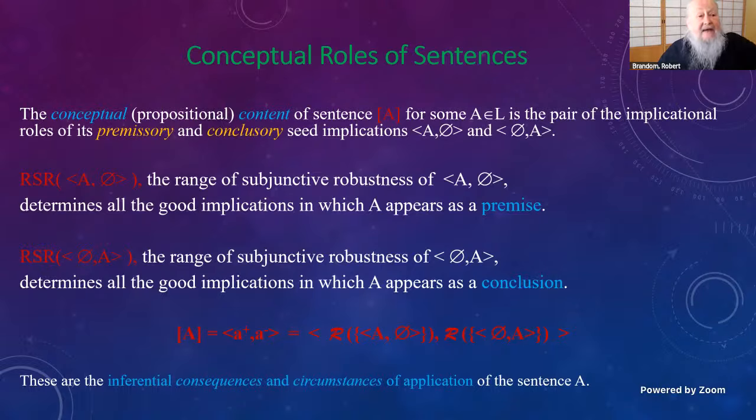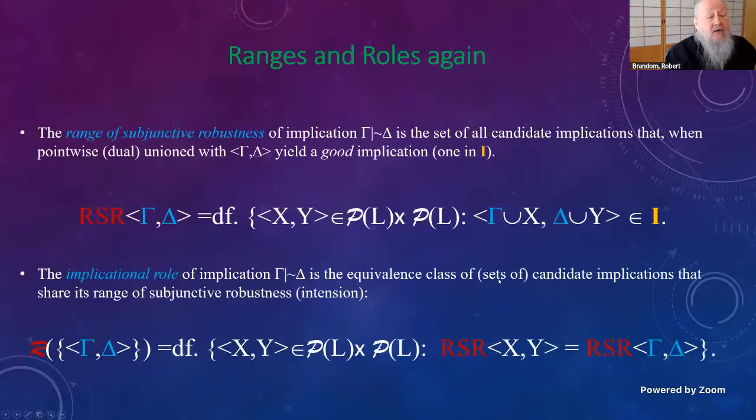We can specify that if we just take this base implication that has just A on one side and the empty set on the other side, its range of subjunctive robustness is all the good implications in which A appears as a premise. And on the other side, we get the set of all the implications in which A appears as a conclusion. So we can think of the semantic interpretation of a sentence as the pair of its premissory and its conclusory role. And those we can think of as the roles of these skeleton implications.